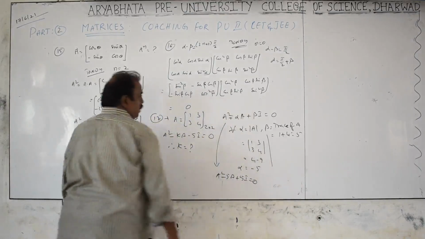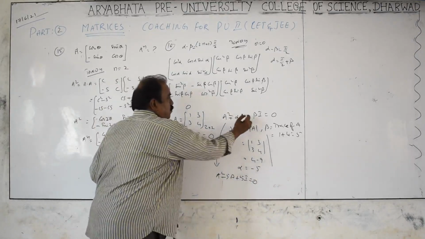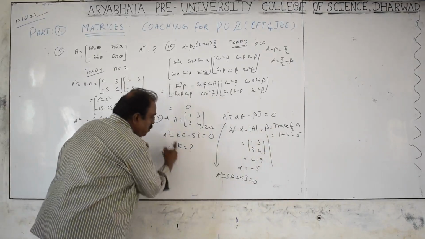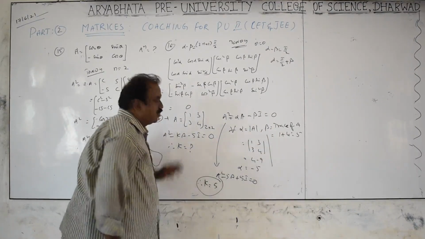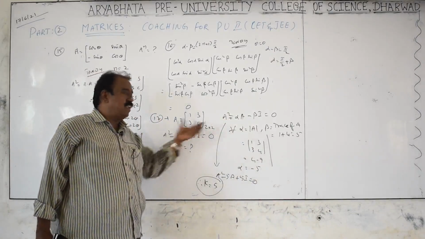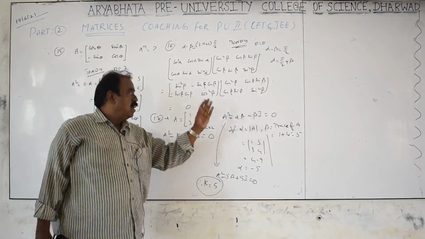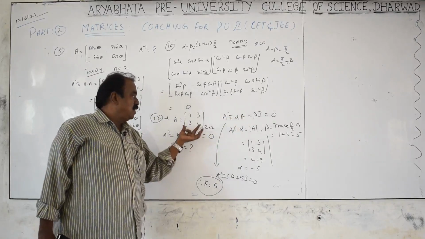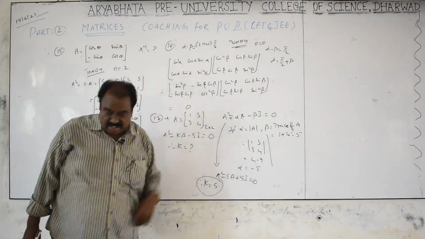Like that only. The trace here gives minus beta. That is the formula, so it is as it is. Therefore, what is the K value? 5. Don't get confused. A square is only for a square matrix, I am telling you. Only square matrices. Alpha means determinant, beta means trace, and trace means the sum of elements of the diagonal.